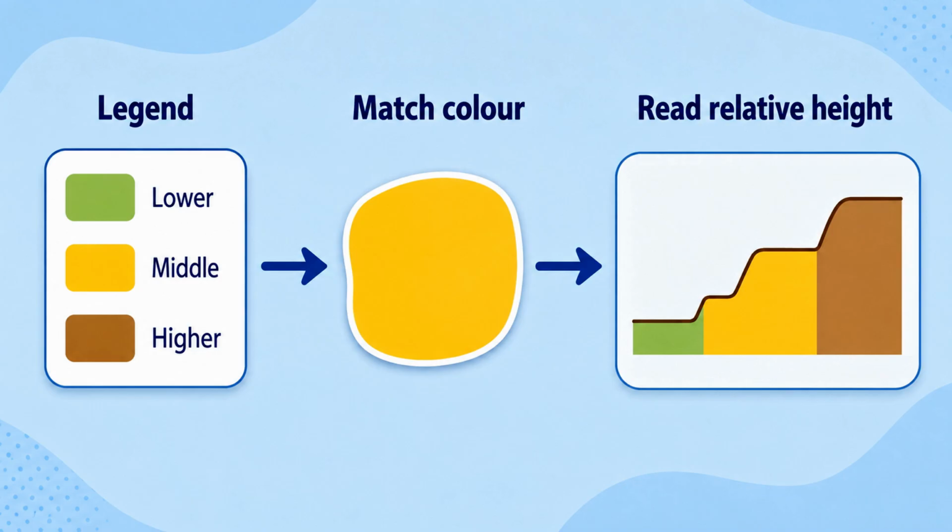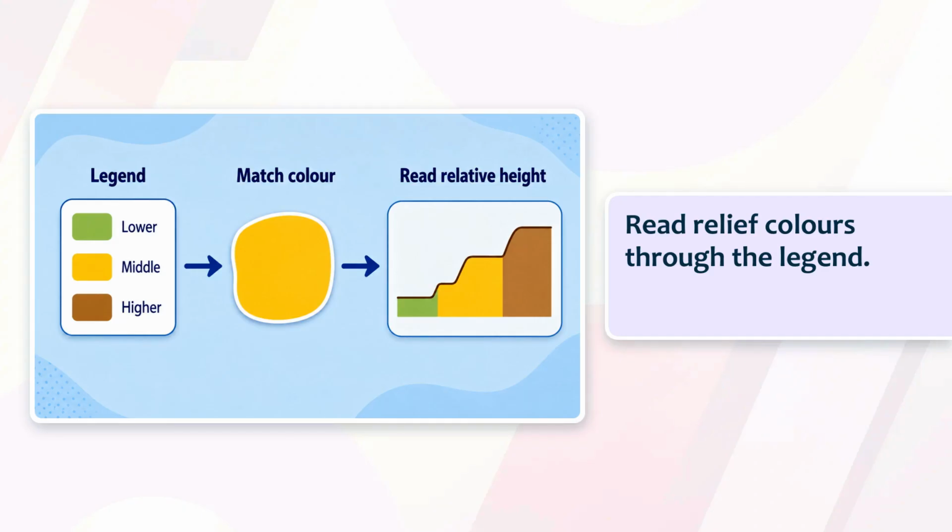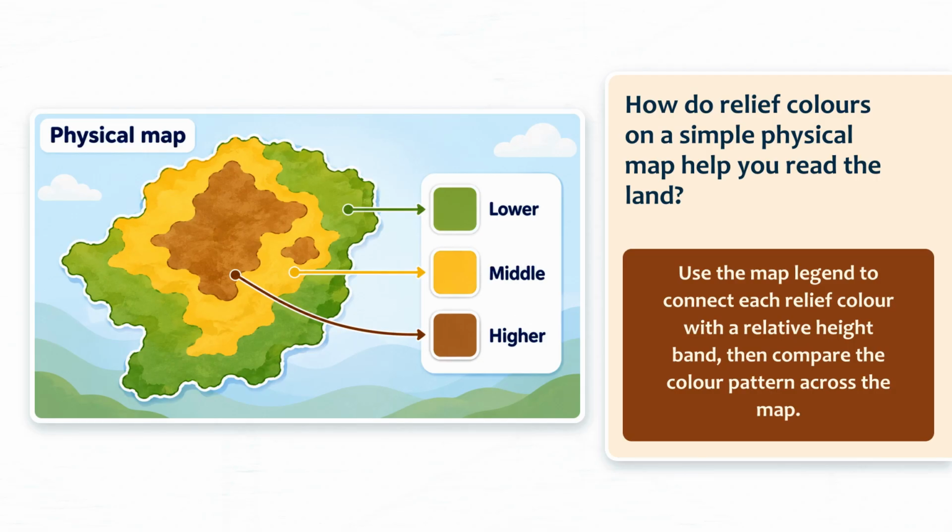Matching legend and map lets us interpret relative height patterns from above instead of viewing the terrain from the side. That gives us a safe map reading rule. Read relief colors through the legend, then compare the color pattern across the whole map. Use the legend before you answer.